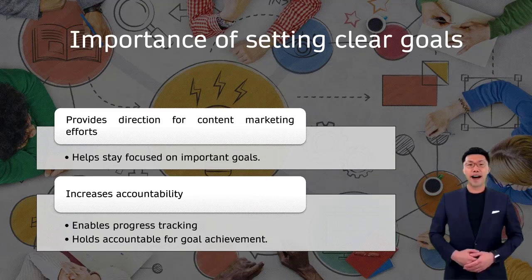First and foremost, having clear and measurable goals provides direction for your content marketing efforts. With specific and targeted objectives, you can stay focused on what's important and make sure your team is working towards a common purpose. In addition, clear and measurable goals increase accountability. By tracking your progress and holding yourself accountable for achieving your goals, you can stay motivated and ensure that your efforts are producing the desired results.